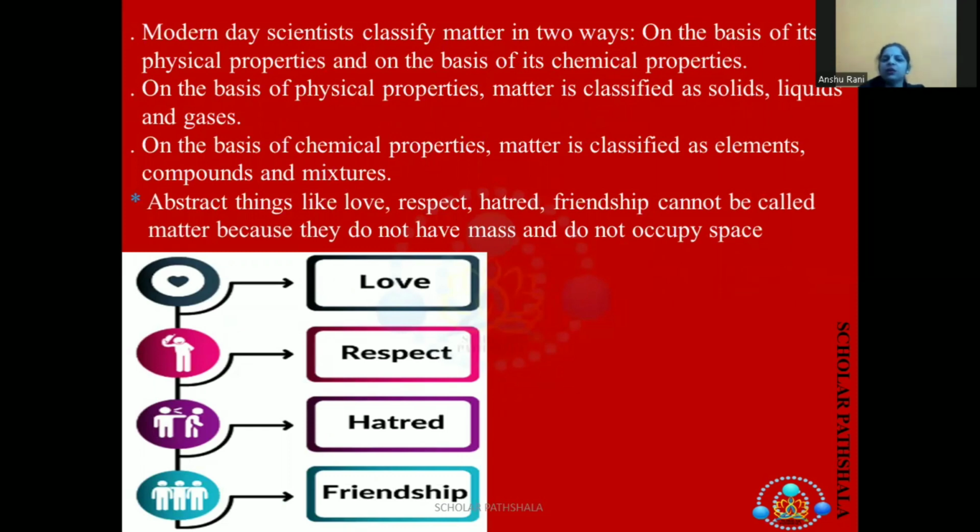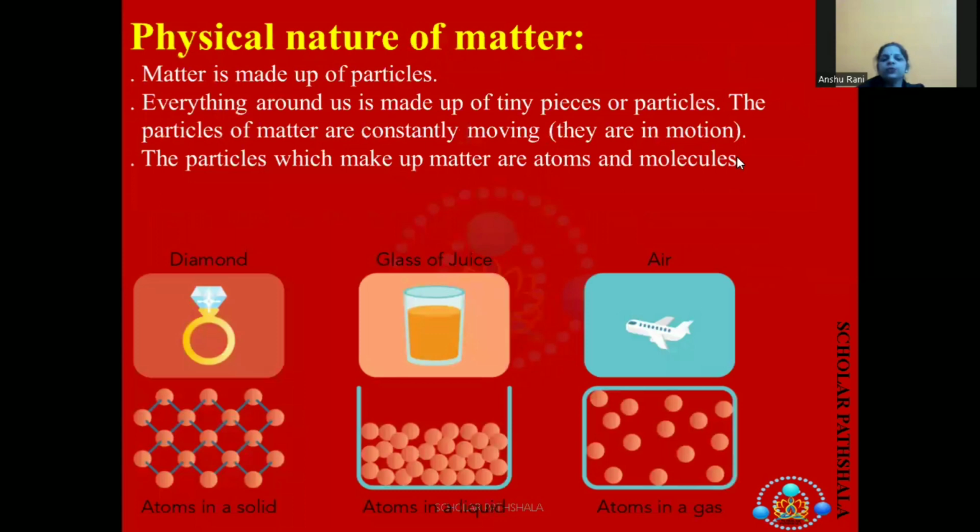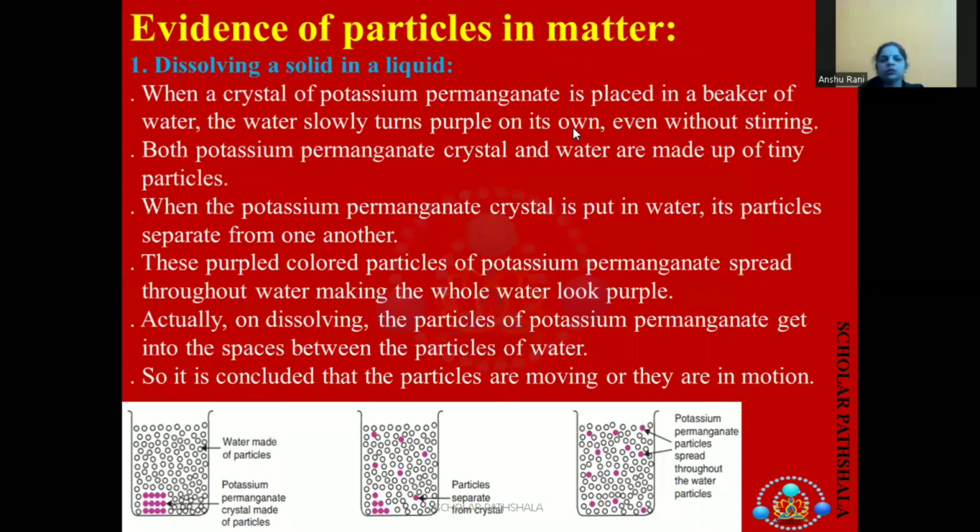Abstract things like love, respect, hatred, friendship, these do not come under matter. What is the physical nature of matter? Matter is made up of particles. Everything that is present in this universe is made up of very small tiny particles, and these tiny particles are called atoms. Atoms combine to form molecules, and these are constituents of all matter present around us.